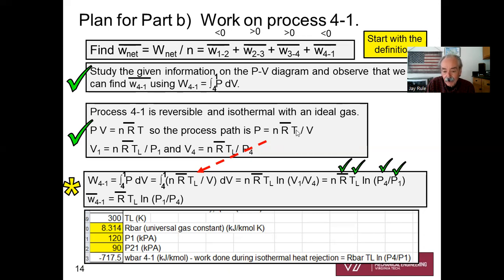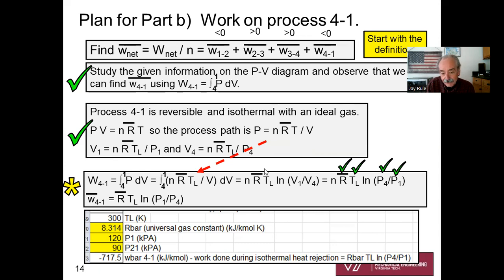P is N R bar TL over V. And then we've got those ratios that I came up with. So now let's do the work of integrating PdV. Work from 4 to 1 in kilojoules is the integral of PdV from 4 to 1. Let's do the math. Let's put in our process path for P. We're substituting this for P: N R bar TL over V for process 4 to 1, dV.